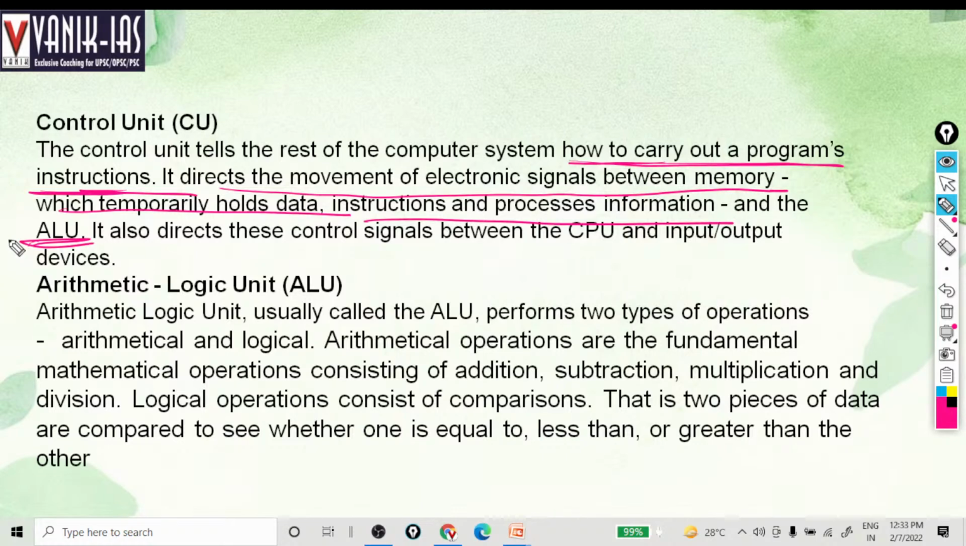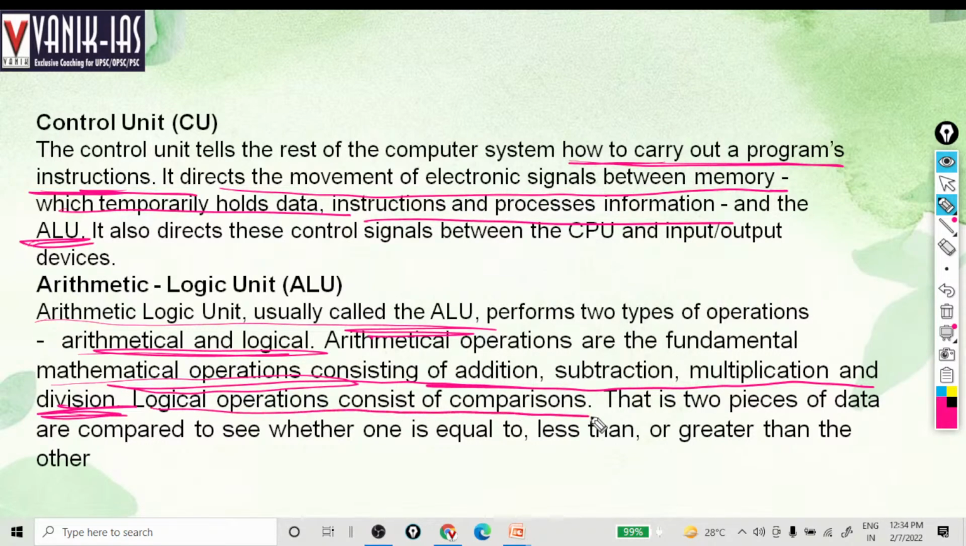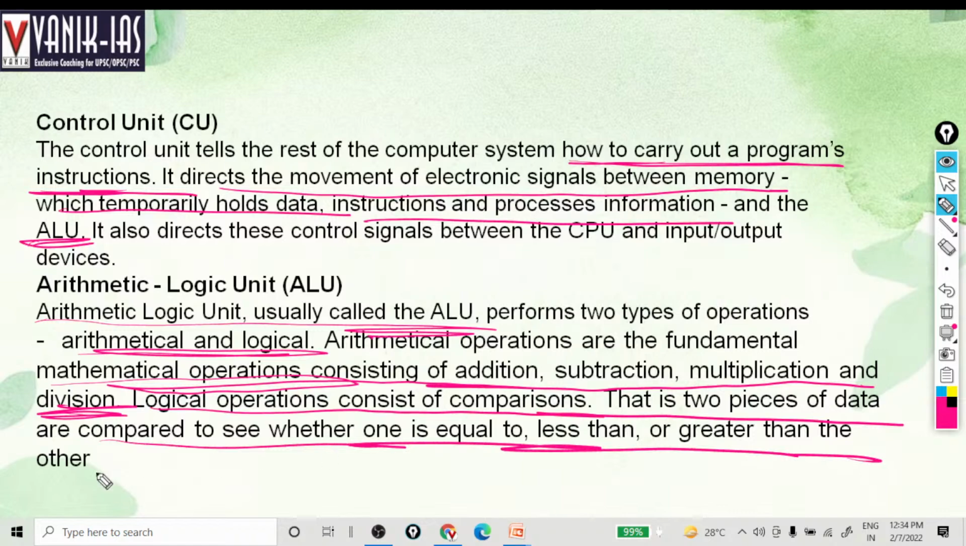Then arithmetic logic unit, usually called ALU, performs two types of operation: arithmetical and logical. Arithmetic operations are the fundamental mathematical operations, for example addition, subtraction, multiplication, and division. Then logical operation consists of comparisons, that is, two pieces of data are compared to see whether one is equal to, less than, or greater than the other.